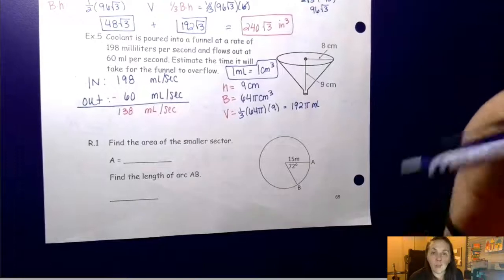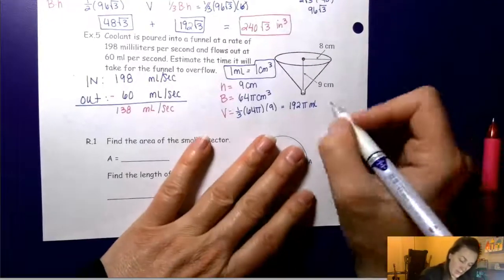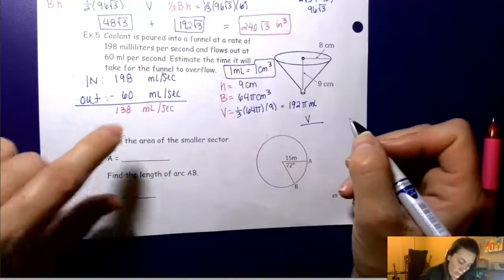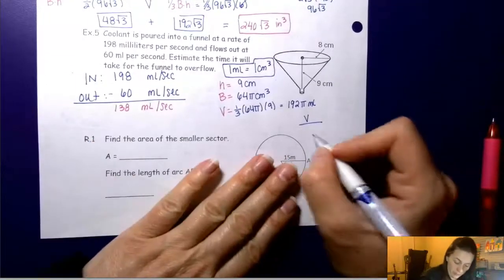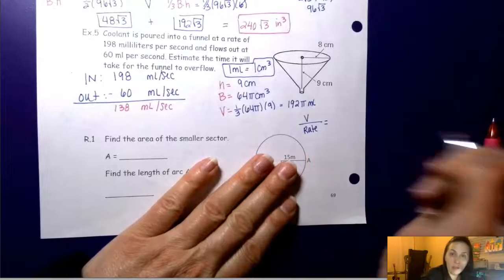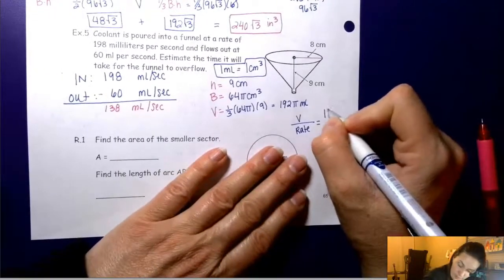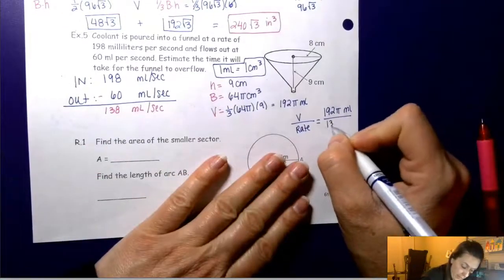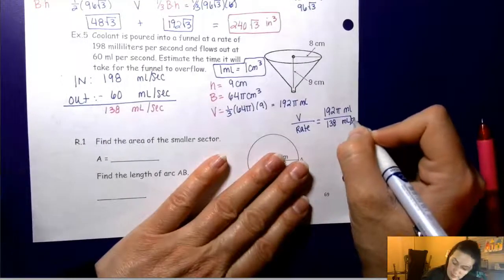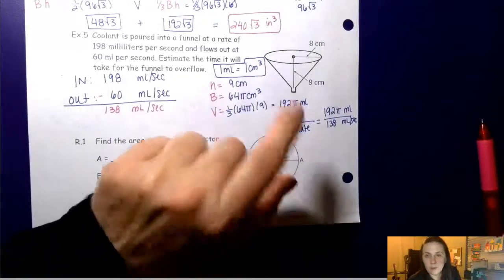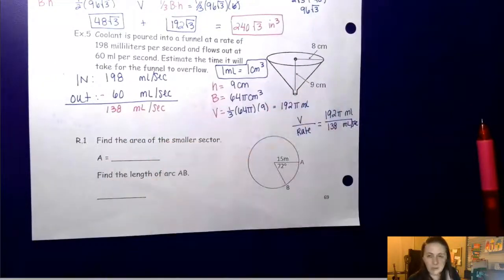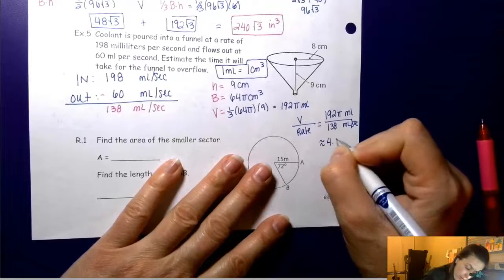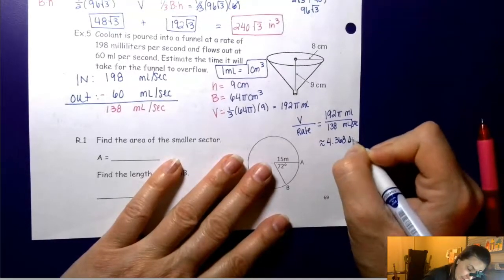So if that's the volume, I need to take the volume that I have and divide it by the rate for which it is going into the funnel. So my volume is 192 pi milliliters over the rate, which is 138 milliliters per second. So go ahead and use a calculator for this. 192 pi divided by 138. Again, I would always use the pi symbol in here, and you should get approximately 4.368 seconds.